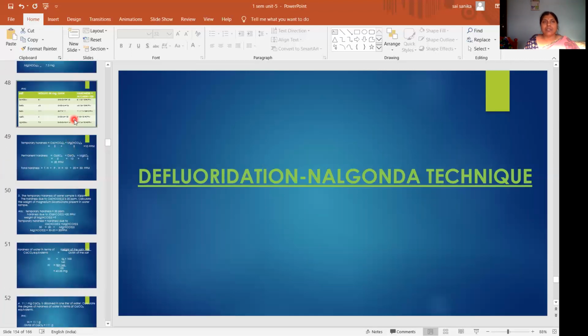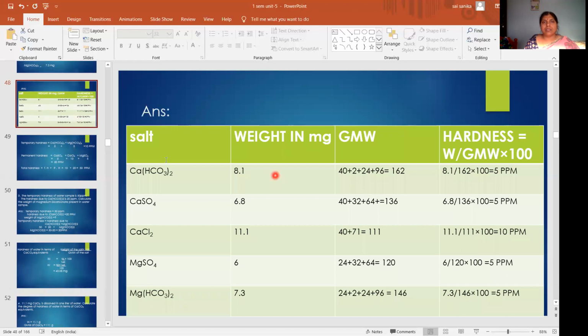In solutions. So you make a table: salt name, weight, and its gram molecular weight you have to find out. Then you make a formula in one column and find out the hardness. Then if they ask for total, you have to add all these hardnesses, then you'll get the total hardness of the water sample. If they ask temporary and permanent hardness, which salts will give temporary hardness?